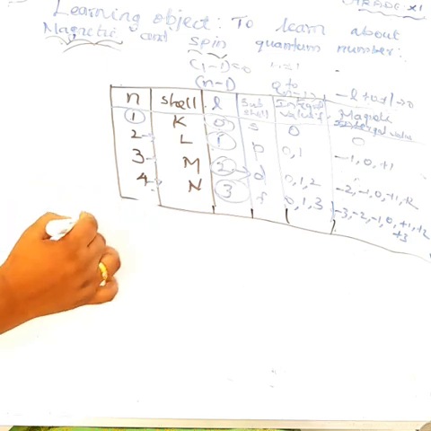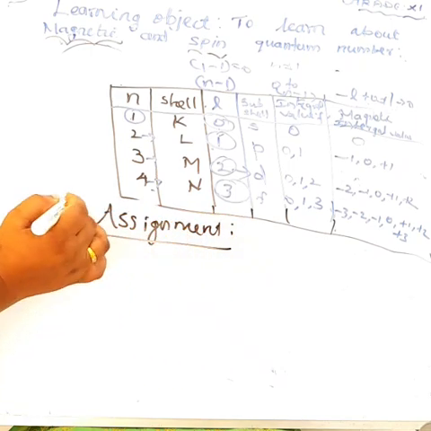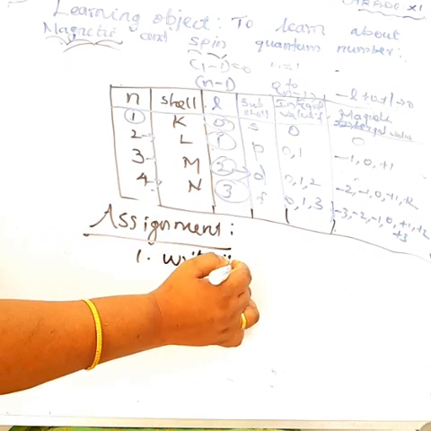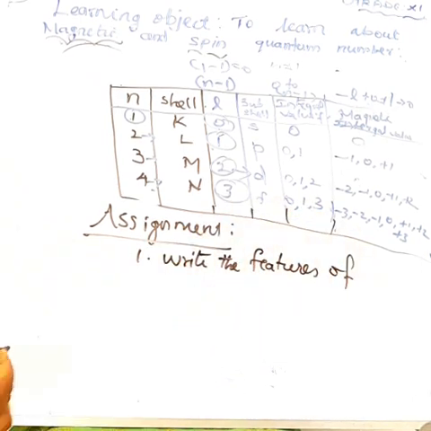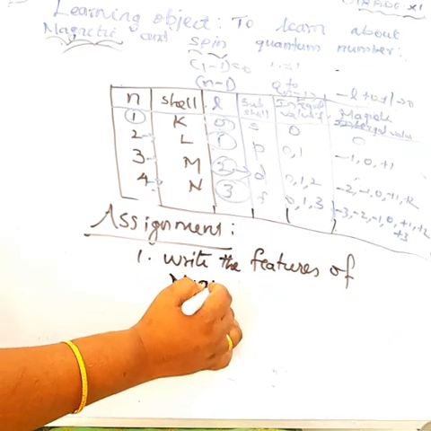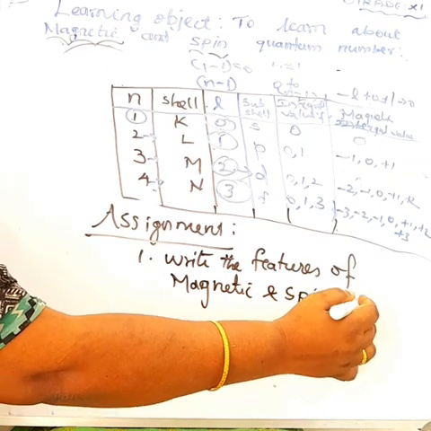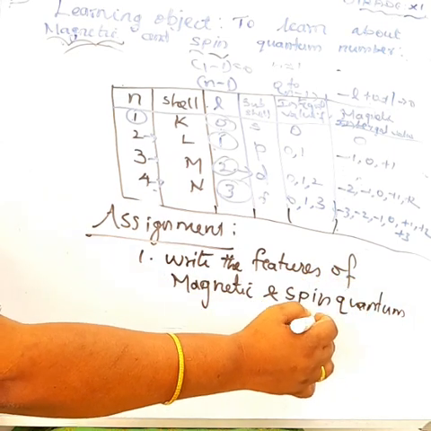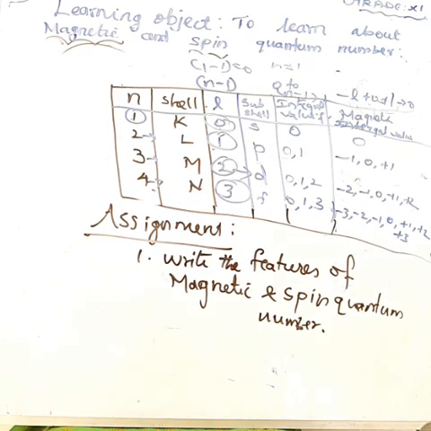And then today's assignment: write the features of the magnetic quantum number and spin quantum number. Write the features of magnetic quantum number and spin quantum number.